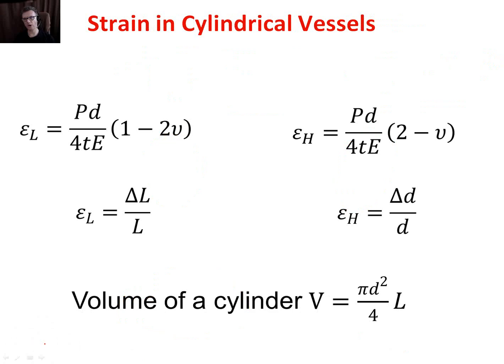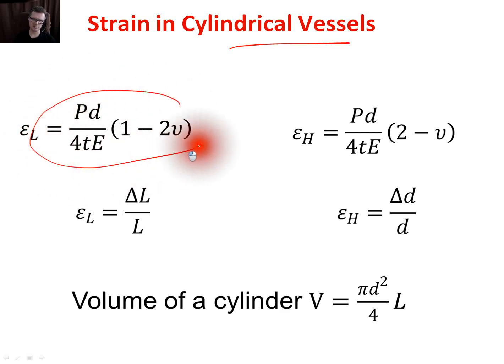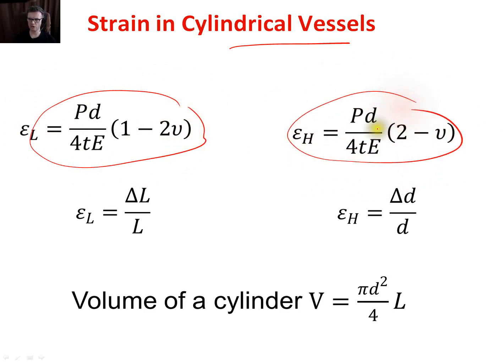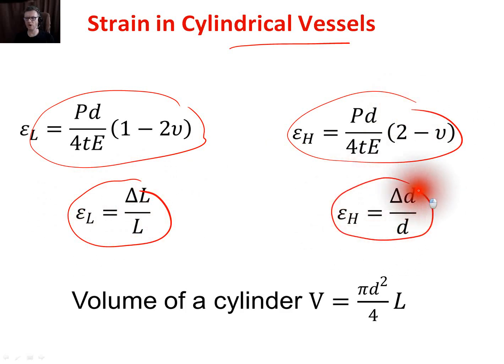So for my cylindrical pressure vessel, we've got two things to consider: the strain that's happening in the longitudinal direction and the strain that's happening in the hoop direction. This therefore tells me how we expect the cylinder to expand, get longer, and also get wider with the diameter.